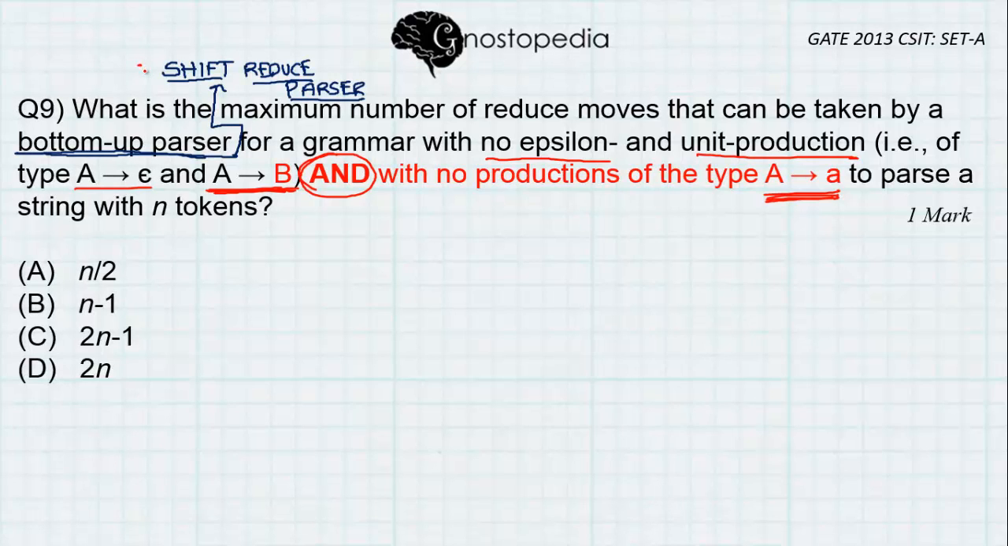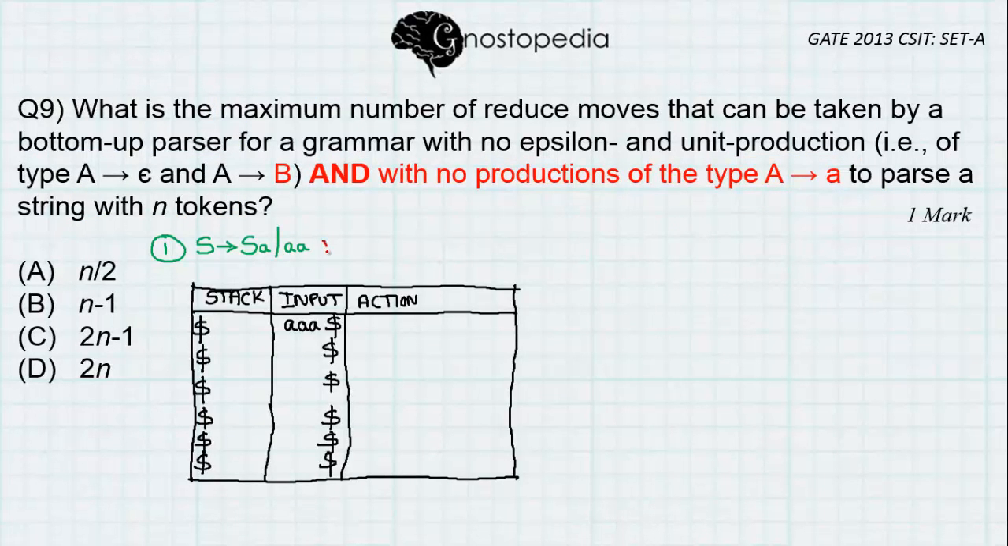Let us take the example of a shift reduce parser, which is actually a bottom-up parser, to better understand how a bottom-up parser works to parse a string with n tokens. Let us take the example of this grammar given below. As you can see, it has no epsilon productions, unit productions, or productions of the type capital A gives small a, and hence is a perfect example. We will try to parse a string with n tokens. In our case, we are parsing the string triple A, and hence n is equal to 3.